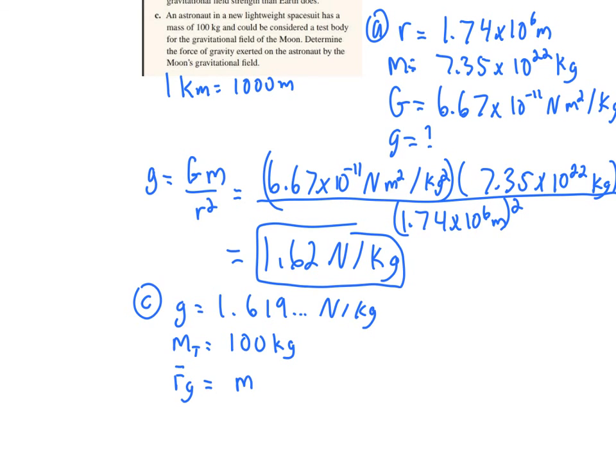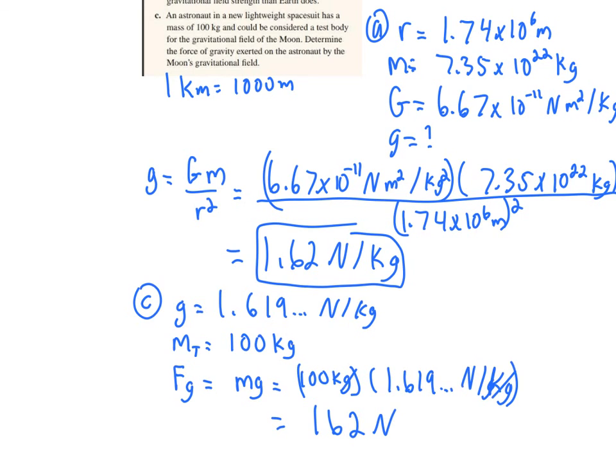Force due to gravity is going to equal mg, which is going to equal 100 kilograms multiplied by 1.619 newtons per kilogram. Kilograms cancel out, and we are left with 162 newtons.